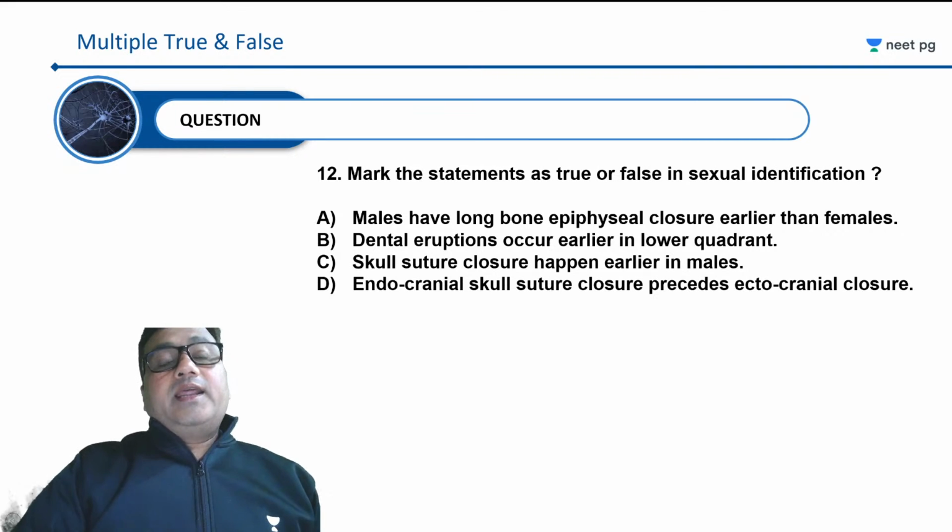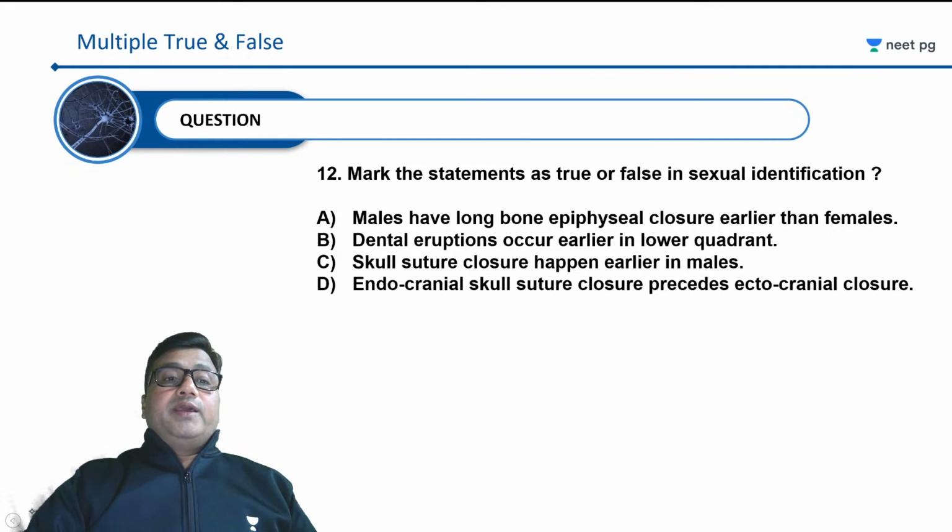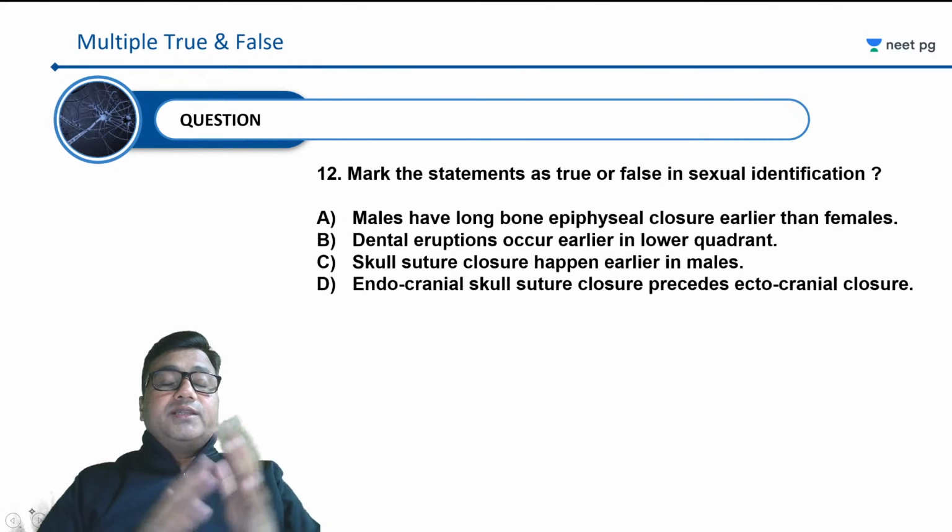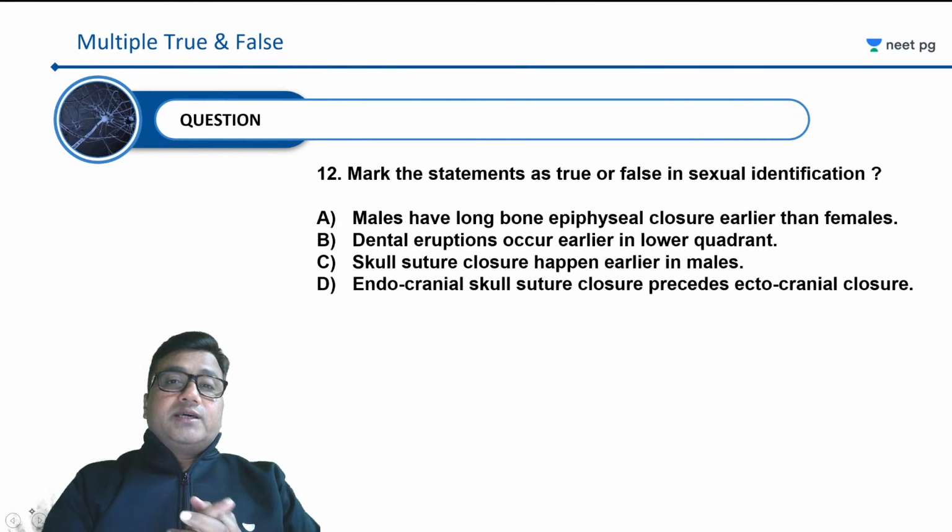Okay, another question that we are dealing with today is multiple true and false. This kind of question can also come, but the chances of these kind of questions coming in an examination where the set pattern of the examination is such that you just need to answer one single best response.